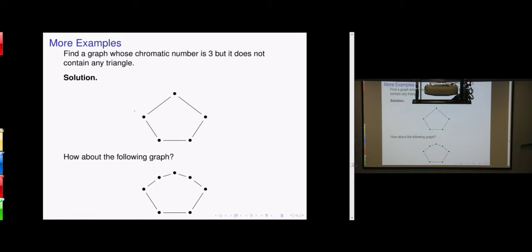Now the same logic applies. This is a 7-gon, I think: 1, 2, 3, 4, 5, 6, 7. If you have 7 edges, you have the same logic. You color this guy 1, then 2, 1, 2, 1. Here you have no choice. Then 2, 1, 2, 1, 2. And then the last one you have to use 3.